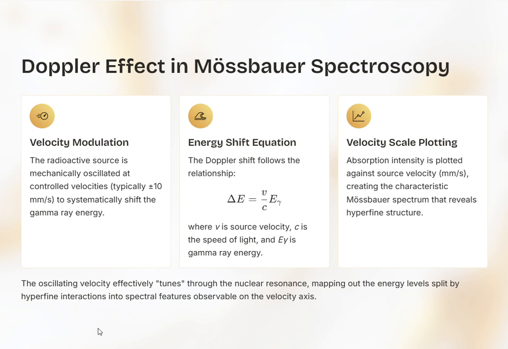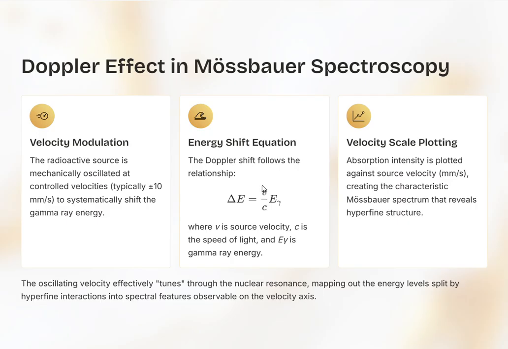So, therefore, gamma rays do not interact; there is a variation in frequency. So that is velocity modulation. In velocity modulation, the radioactive source is mechanically oscillated at a controlled velocity to systematically shift the gamma ray energy. Also, there is an energy shift equation. This equation is very important because many CSIR NET questions are based on this equation. It is direct substitution; they will be giving every quantity. You just want to find the frequency shift. So you should learn this equation by heart.